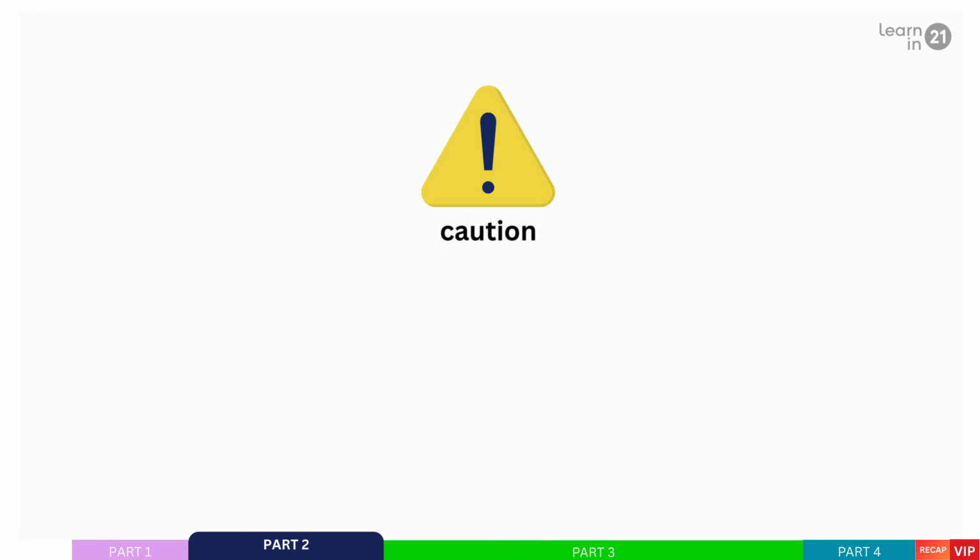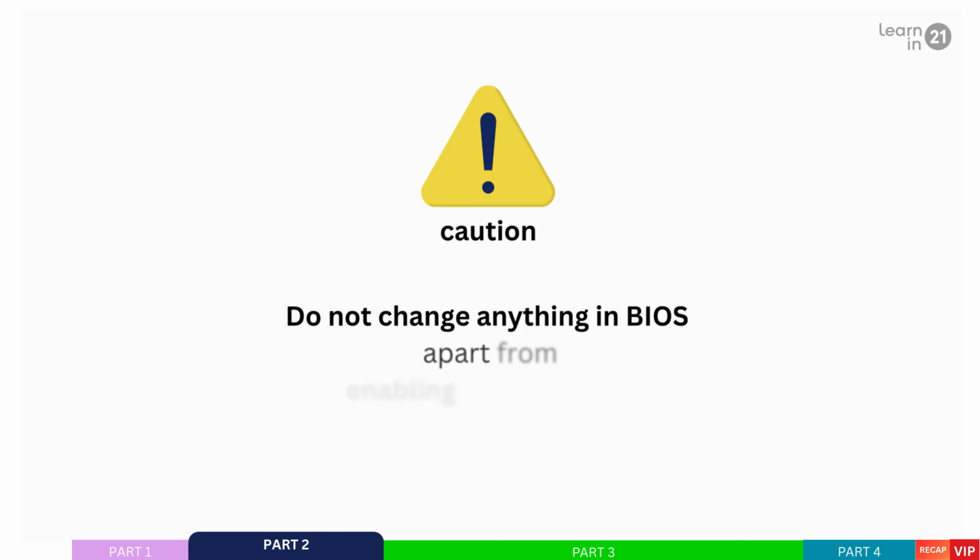And one important point here, do not randomly change any other settings in BIOS. The only thing you need to change, if virtualization is disabled, is to just enable it. If virtualization is already enabled, then you do not need to do anything here. The goal of this step is not to scare you. The goal is simply to make sure your system is ready for WSL2.